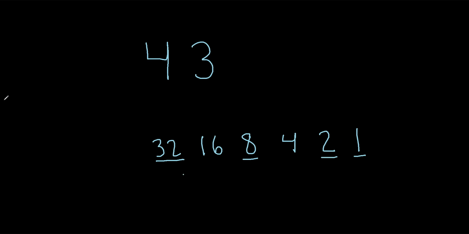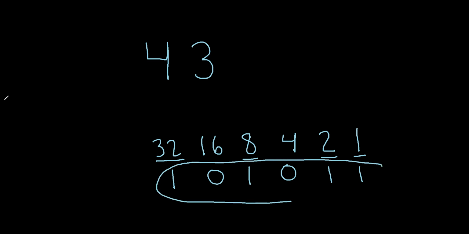Now here's the trick. Any number we underline gets a 1, and any number that we don't underline gets a 0. So this decimal 43 as a binary number is 101011. This is our final answer.